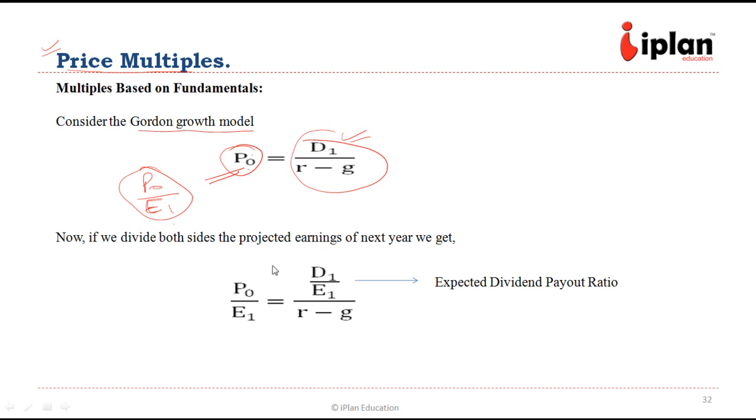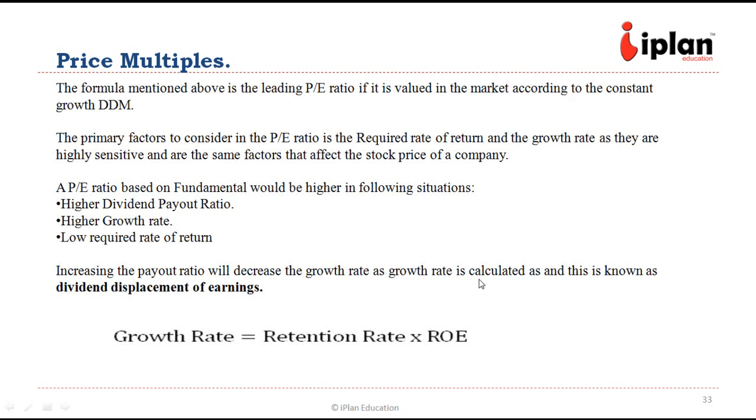So we divide both sides by E1. P naught by E1 is D1 by E1 divided by R minus G. We know D1 by E1 is the expected dividend payout ratio. D1 is the dividend which is expected to be paid at the end of next year, and E1 is the earnings of next year. So D1 by E1 is nothing but the payout ratio. So this model was useful where we have constant growth.